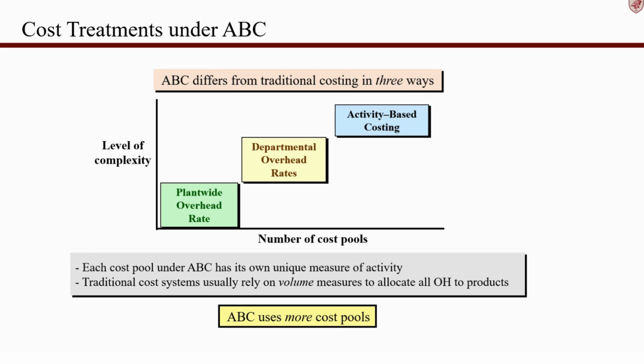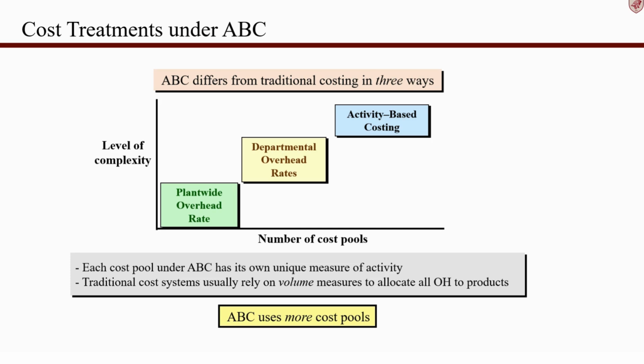So under ABC, each cost pool is called the activity cost pool, and it has its own unique measure of activity, right? Like the setup cost pool, the testing cost pool, or the production cost pool. While the traditional costing system usually relies on volume-based drivers, like how many units are produced, ABC does not necessarily rely on volume measures, right? It can be based on the number of tests, the number of batches, or the number of setups, etc.